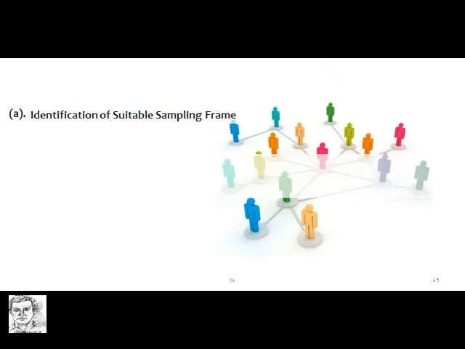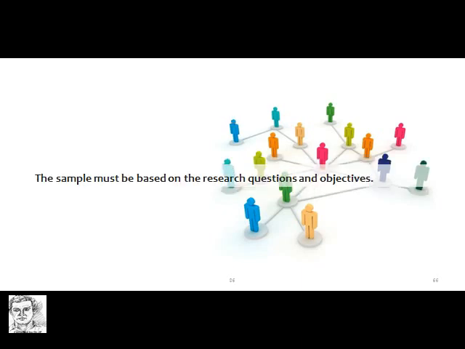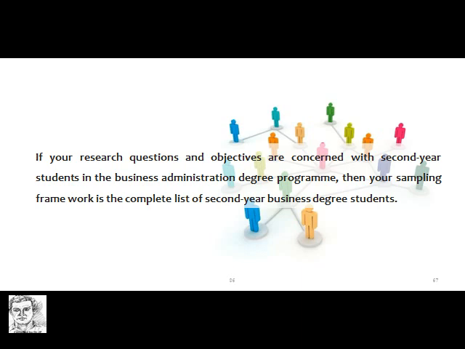Identification of suitable sampling frame. The sampling frame for any probability sample is the complete list of all the cases in the population from which the sample is drawn. The sample must be based on the research questions and objectives. If your research questions and objectives are concerned with second-year students in the Business Administration degree program, then your sampling frame is the complete list of second-year business degree students.